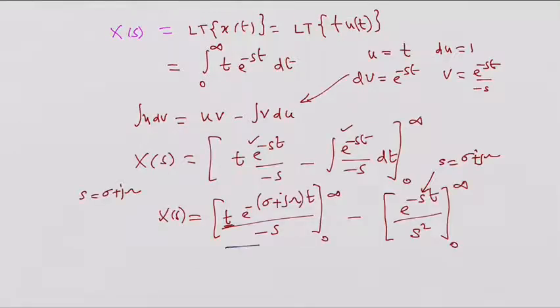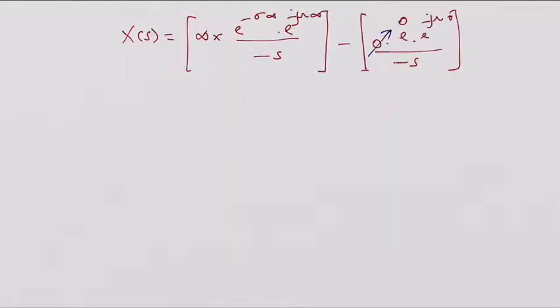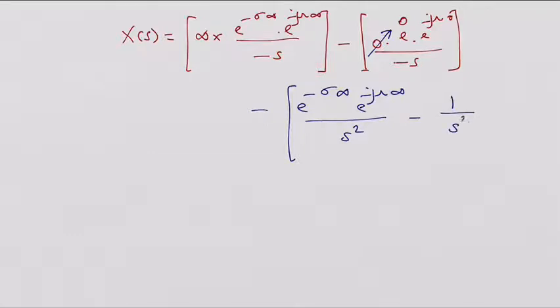Just verify. This part is over, and let me now take the second one. Already there is a minus present, and you have to take the upper and lower limits. So this will become e power minus s, replaced as sigma plus j omega, so e power minus sigma into infinity and e power minus j omega into infinity divided by s squared. The upper limit is substituted. When the lower limit is substituted, it will become e power 0, so it will become simply 1 divided by s squared. The upper and lower limits are substituted.